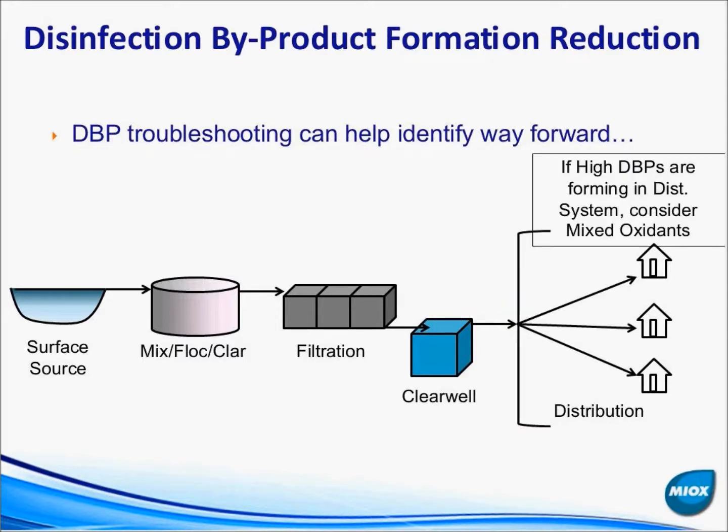If your DBPs are forming in the distribution system, so let's say you're fine after the clear well, you have low organic content, you have low disinfection byproducts, but you're seeing that the disinfection byproducts are forming in the distribution system and are significantly increasing in the distribution system, then it's another opportunity to perhaps consider mixed oxidants. A lot of times this can indicate that there's biofilm in the distribution system that we can help remove and help improve your performance.